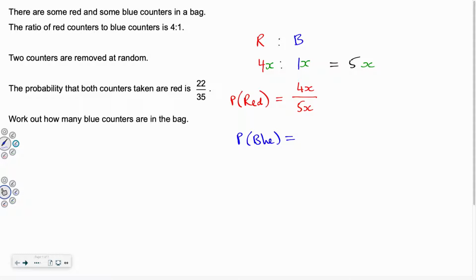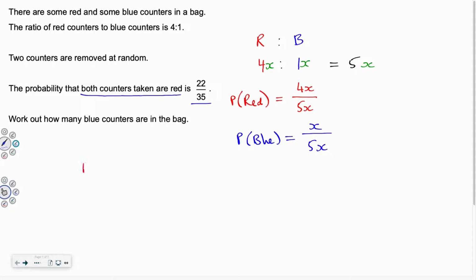Now I'm going to work out the probability of blue. And we know the probability of blue is going to be the part of the ratio that's blue, that's 1x, so we can just write x, divided by 5x. And again, that would simplify to 1 over 5, but we're going to leave the x's in there because we're trying to work out actually how many blue counters there are. So it says the probability that both counters taken are red is 22 out of 35. We didn't actually need to work out the probability of getting a blue, but we've just done it anyway, so the examiner knows that we're getting as much information down as we can before we actually start the question.